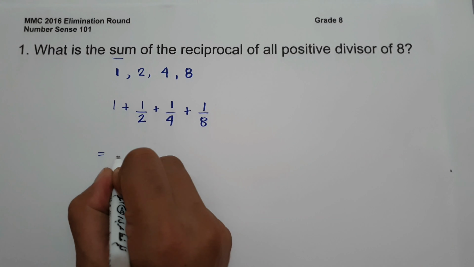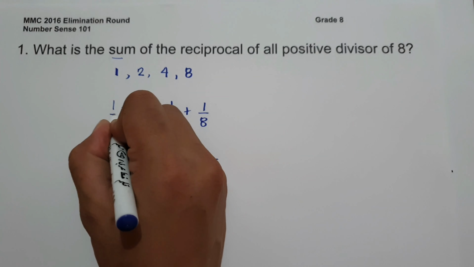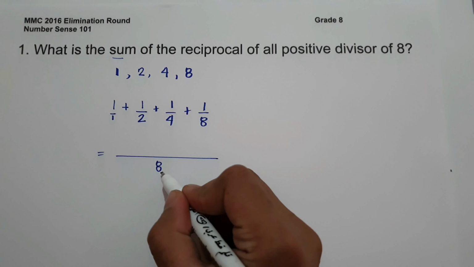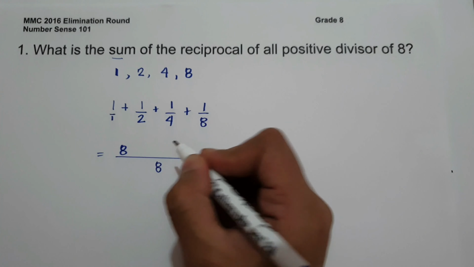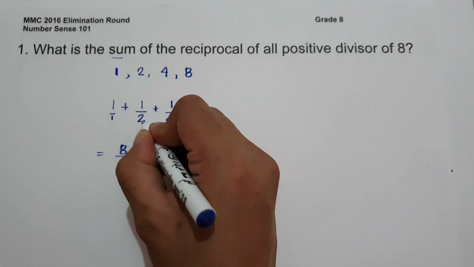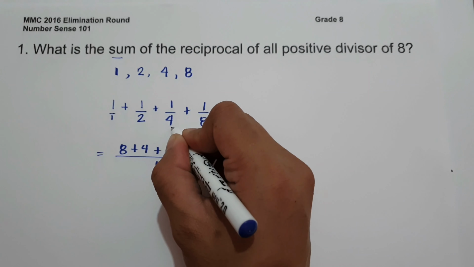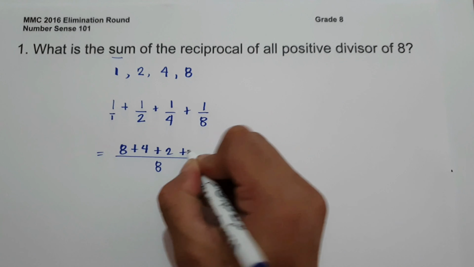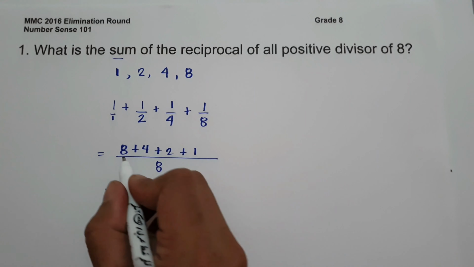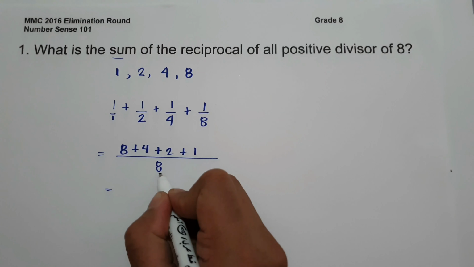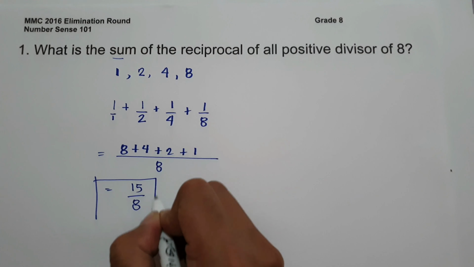So let's have the LCM of 2, 4, and 8, that is 8. So we are going to have 8 as the denominator. 8 divided by 1, that is 8 times 1, that is 8. And then 8 divided by 2, that is 4 times 1, that is 4. And then 8 divided by 4, that is 2 times 1, that is 2. And then 8 divided by 8 times 1, that is 1. So to simplify, 8 plus 4 plus 2 plus 1 over 8, it will give us 15 over 8. And this will be our answer.